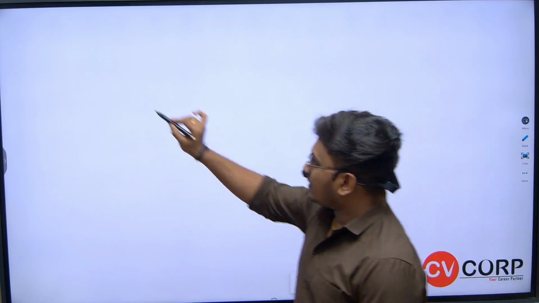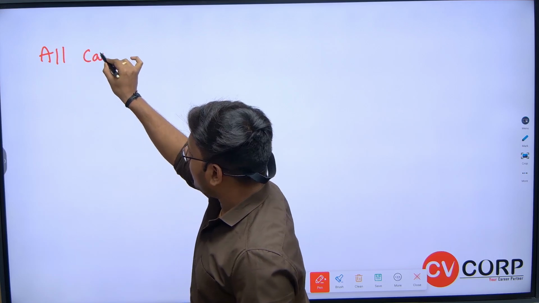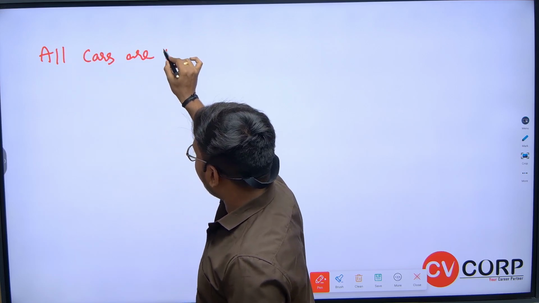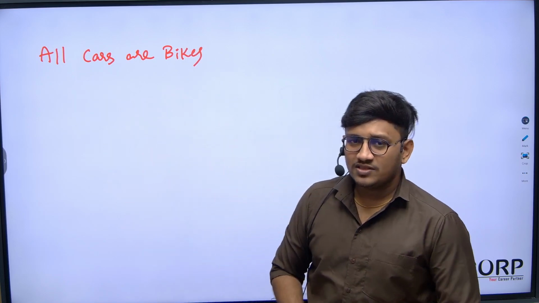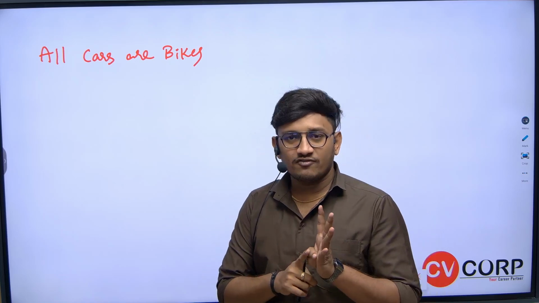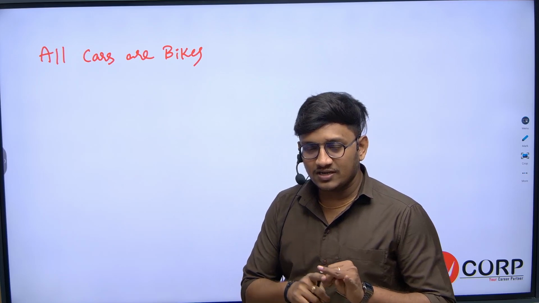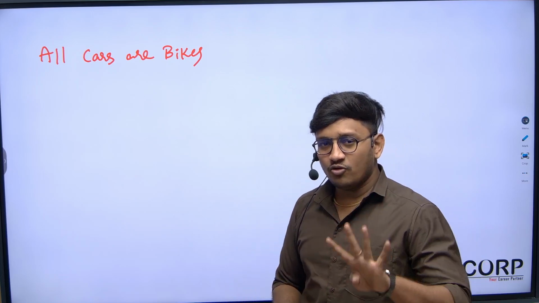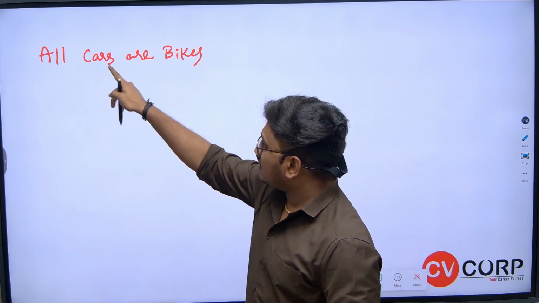Let me take an example. Let's say all cars are bikes. They will give you four statements, with conditions using all, some, some not, and no. These are the four important statements we have in syllogisms. So, all cars are bikes.